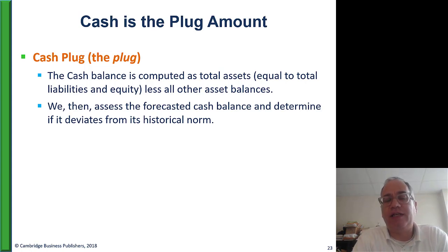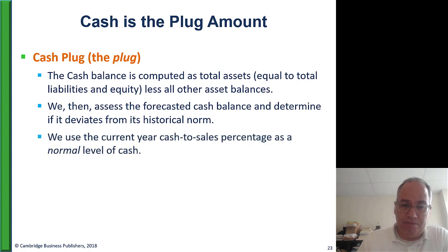And this is a real number, and it indicates to you how much cash the company is going to have. And if it deviates a lot from the historical norm, that means that there may be a problem. So what we would do is look at cash as a percentage of sales to get a sense of where cash should be. That would be a normal level of cash. And if you're way above it or way below it, then that may indicate that there's a problem.